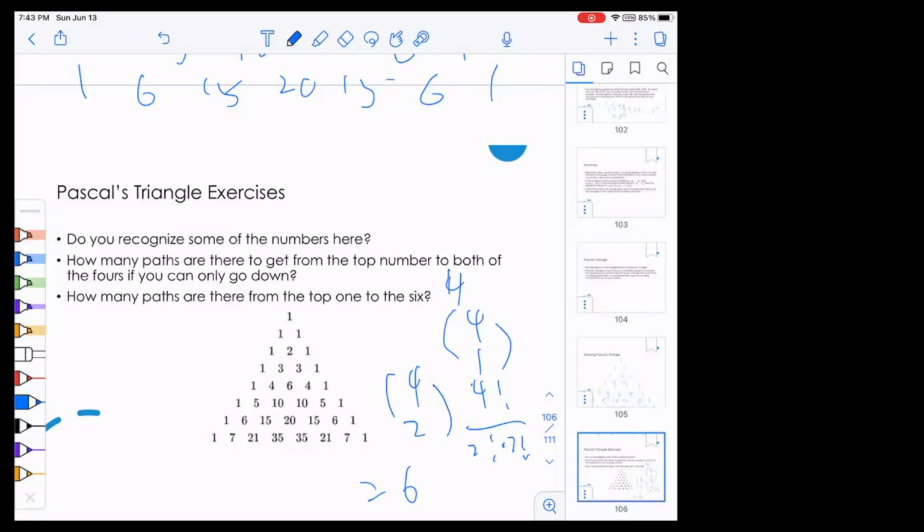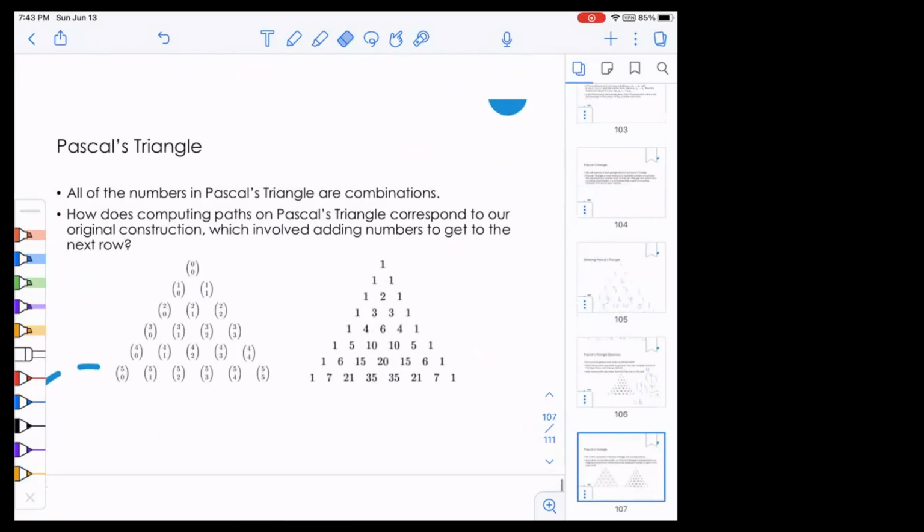If you guys notice something, it's that if we're getting from the top number to one of these numbers, the number of ways to get there is going to be that same number. So if we wanted to get from 1 to 20, there would be 20 ways. If we wanted to get from 1 to 35, there would be 35 ways, and so on, which is interesting. So we know that Pascal's triangle is basically a list of combinations, and if we go from 1 to that number, we're using the combination. So now we know that all the numbers in Pascal's triangle are combinations.